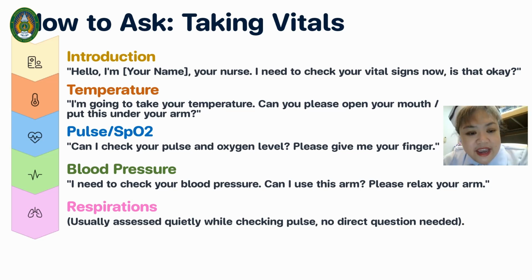For the temperature, you may say, I'm going to take your temperature. Can you please open your mouth or put this under your arm? For the pulse and oxygen level, you can ask, can I check your pulse and oxygen level? Please give me your finger. And for blood pressure, I need to check your blood pressure. Can I use this arm? Please select your arm. For respiration, we usually don't tell them we're going to measure their respiration. Normally we assess quietly while checking something else, like the pulse.